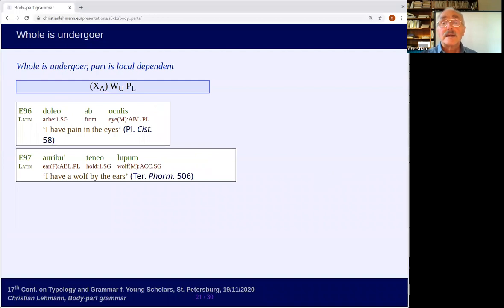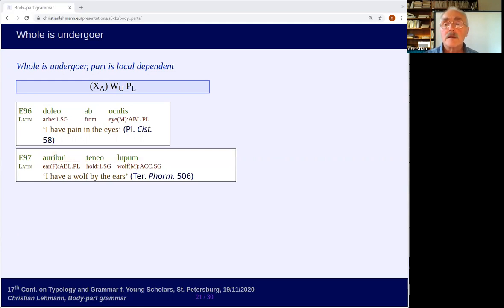Next, whole is undergoer, part is local dependent. Here's the configuration. This construction expresses that W is affected on P. If there is no actor, W will normally become subject, just as in the double undergoer construction. So, I have pain in the eyes, I am subject here. The ablative specifies the source and thus conceivably the cause of the sentiment. This configuration also allows for the presence of an actor. This is illustrated in 97. Here again, you have the part in the ablative.